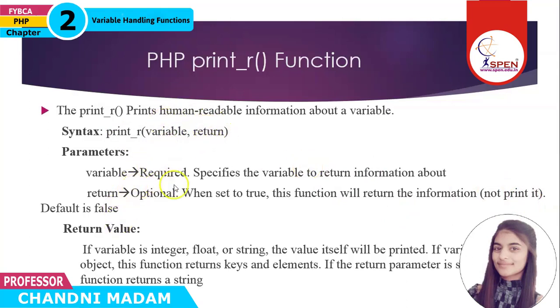Now about the return value: if the variable is integer, float or string, then it just prints the value. If your variable is an array or object, then it returns keys and elements. Now if the return parameter is set to true, then this function returns a string.